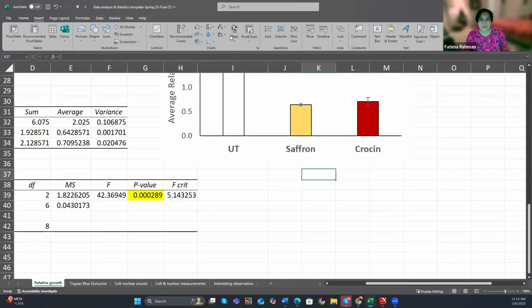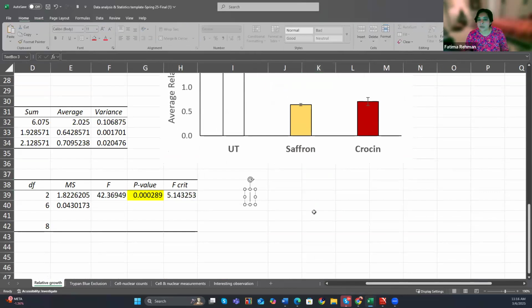But to insert a text box, you can just go in here, put a text box in, and you're going to write the end conclusion from this graph or this analysis from relative growth. And your conclusion should be biologically relevant. So you're not going to write that saffron and crocin show significant difference, P is equal to 0.000289 or whatever, compared to untreated control. That means nothing to a layperson. What would be a good conclusion to draw from this?